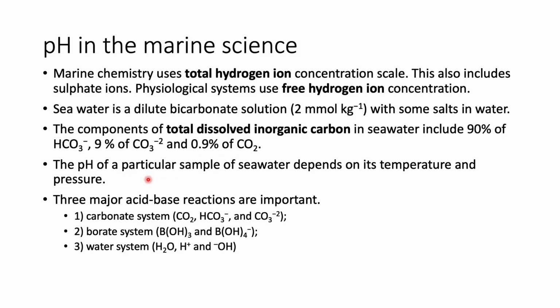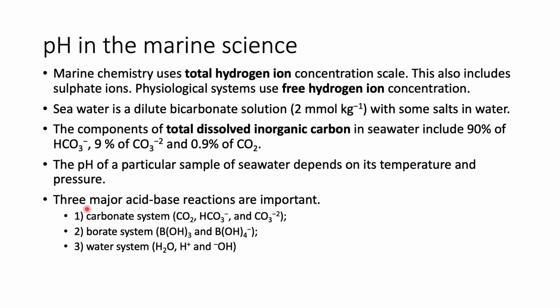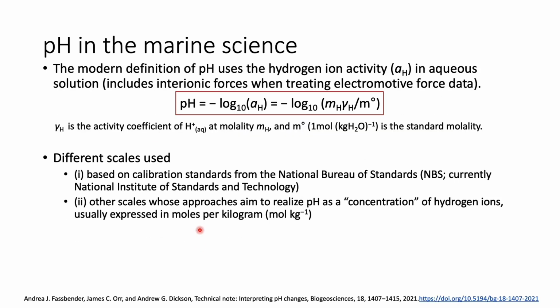The pH of a particular sample of seawater depends on its temperature and pressure. This is another important factor we have to keep in mind. There are 3 major acid-base systems in seawater. One is the carbonate system, where CO2, bicarbonate and carbonate anions are present. Another is the borate system, where boric acid and borate anions are present. The third is the water system, where we have water, H plus ions and OH minus ions.